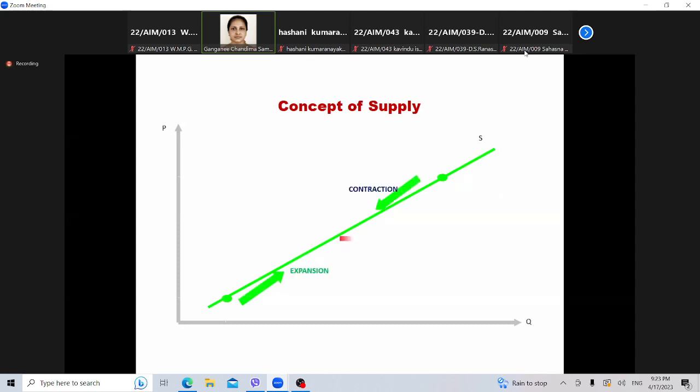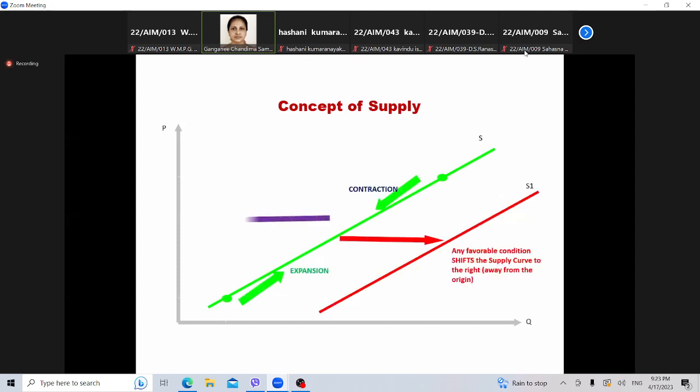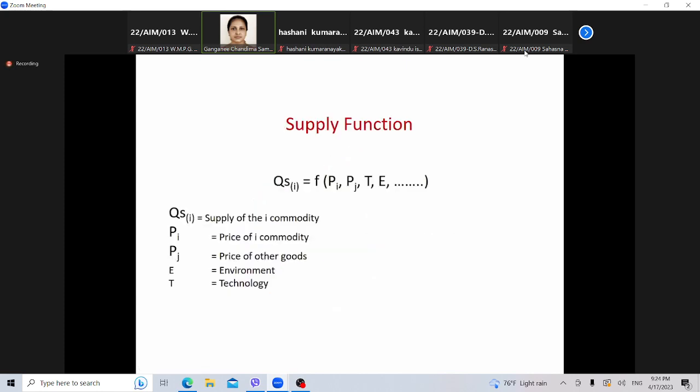So here you can see the same way we discussed in the demand curve: expansion, contraction, and shifting. So change may be along the curve, it may be contraction or expansion. Shift may be totally outside or to the left side. Shift means favorable condition, more production. Right side means unfavorable condition. Okay. So the same as the demand function, only we change S instead of D.